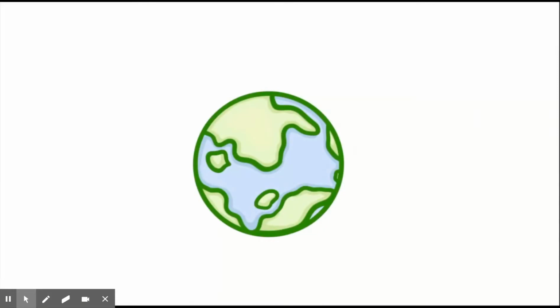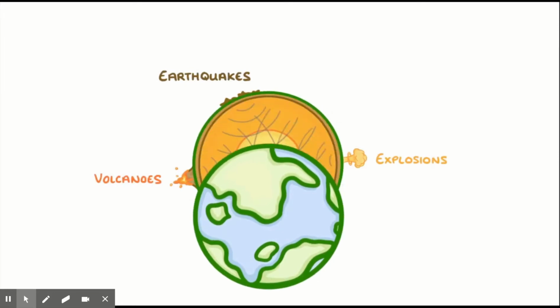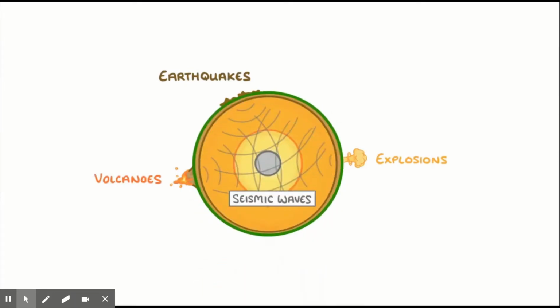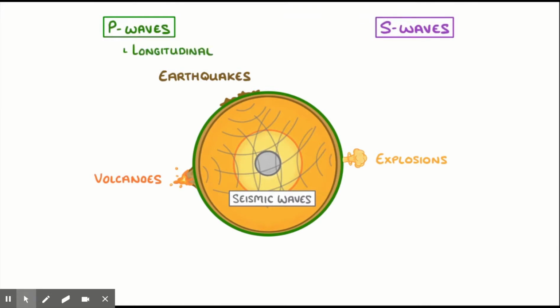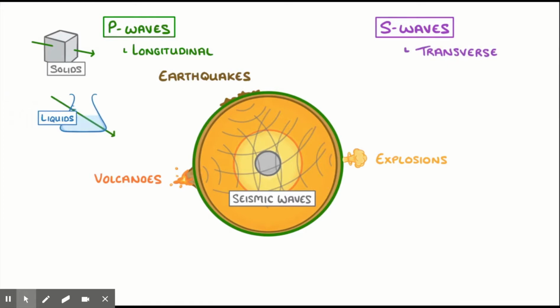Whenever large-scale events like volcanoes, earthquakes, and explosions occur, they produce waves that spread out in every direction and travel through the different layers of the Earth. We call these seismic waves, and in this video, we're going to look at two types in particular: P waves and S waves. P waves are longitudinal and can travel through both solids and liquids, whereas S waves are transverse and only travel through solids.